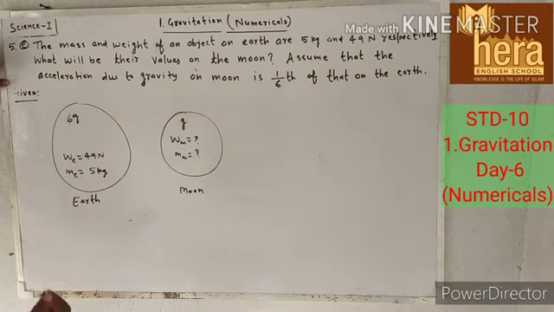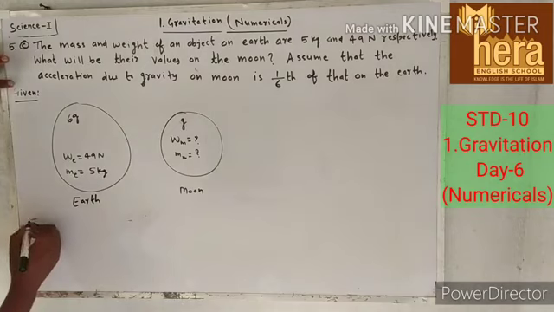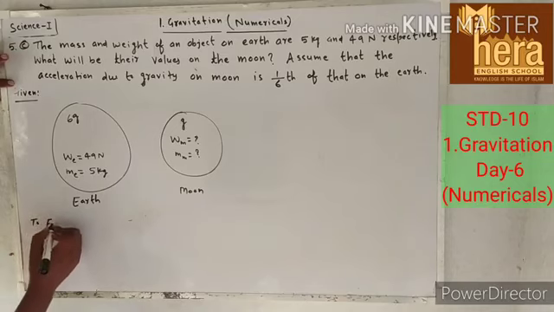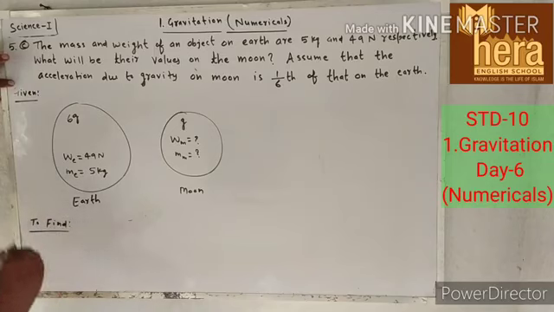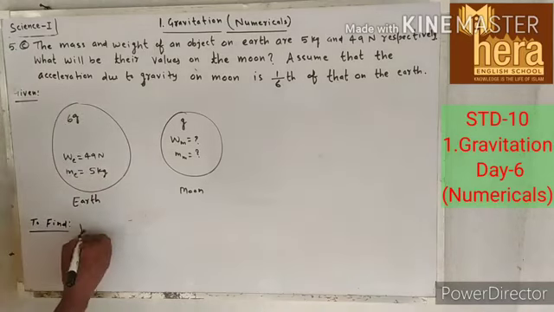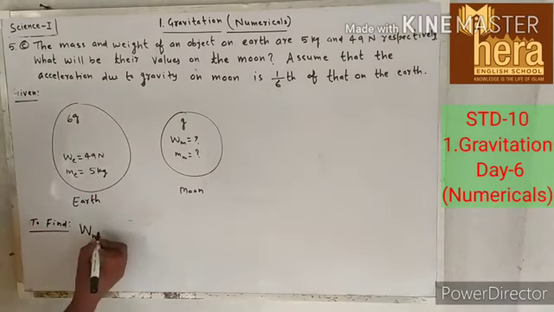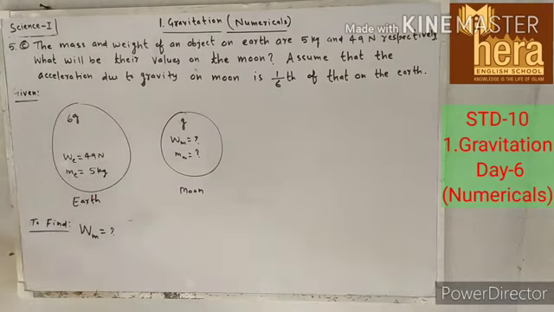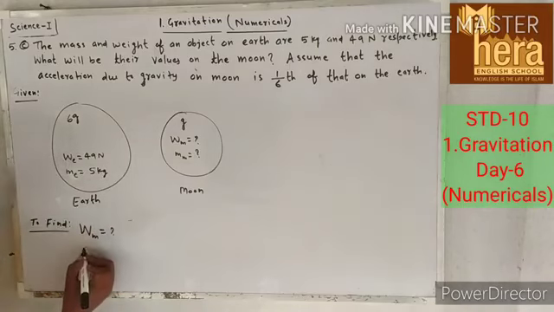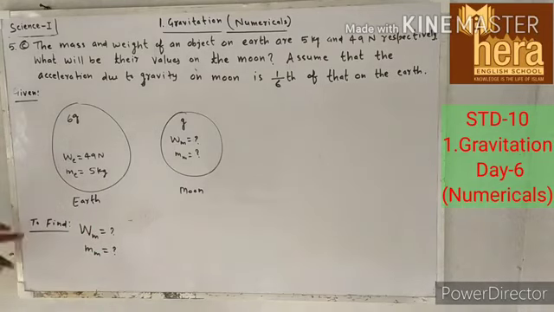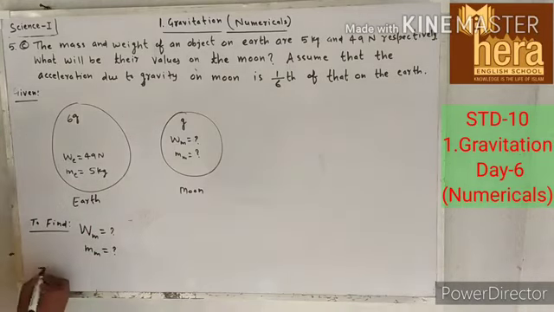Given, then to find. What we have to find: weight on moon is equal to question mark. Write again, no problem. Mass on the surface of moon is equal to question mark. Given, to find, formula used.